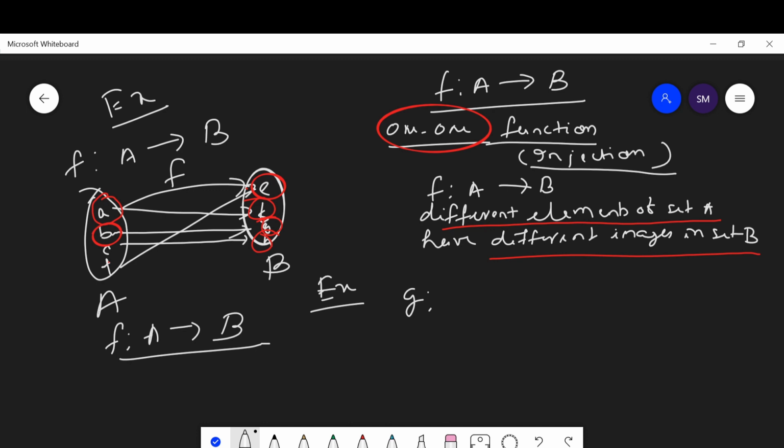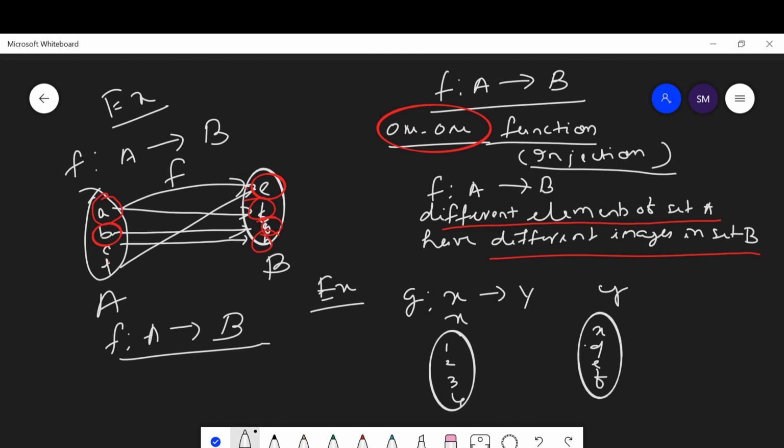Here let g be a function from X to Y. This is set X and this is set Y. Here 1, 2, 3, 4 are the elements of set X, and X, D, E, F are the elements in set Y. Here g is a function from X to Y in such a way that 1 is related with X, 2 is related with D, 3 is also related with D, and 4 is related with E.